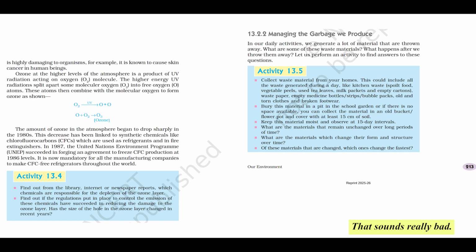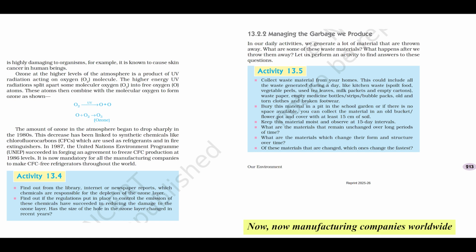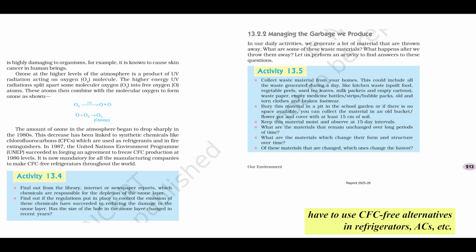That sounds really bad. What did the world do about it? This is actually a major environmental success story. The global community came together. In 1987, under the United Nations Environment Program, UNEP, countries signed the Montreal Protocol. It was a landmark international agreement to phase out the production and use of CFCs and other ozone-depleting substances. An international treaty. Did it work? Yes, it's considered one of the most successful international environmental agreements ever. Countries agreed to freeze CFC production and then cut it back dramatically. Now, manufacturing companies worldwide have to use CFC-free alternatives in refrigerators, ACs, etc.